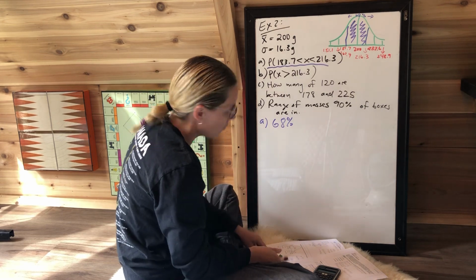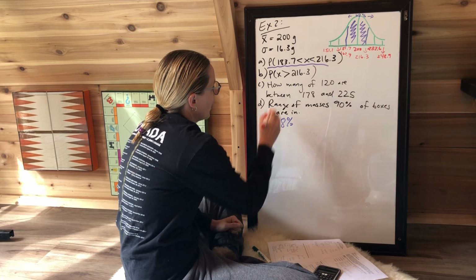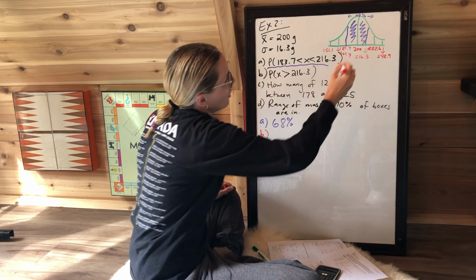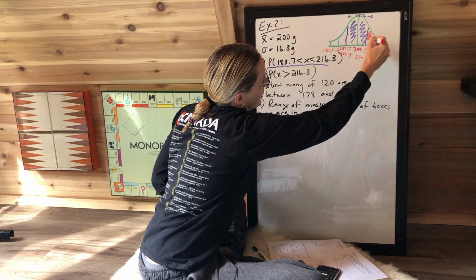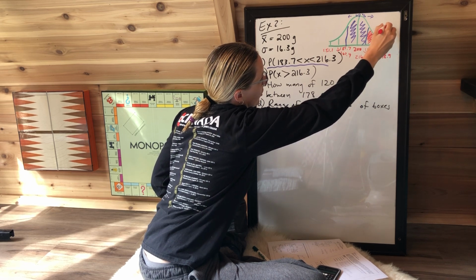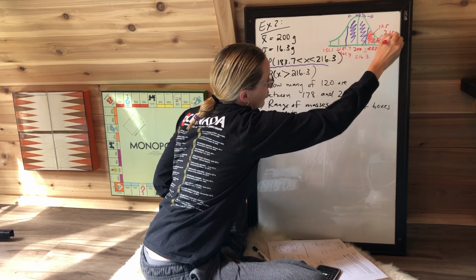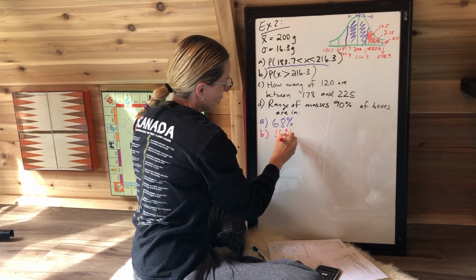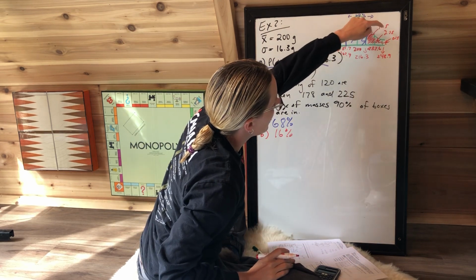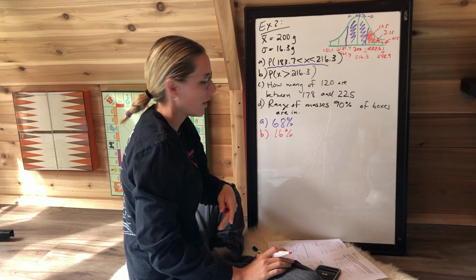B is similar. B wants you to find out how much is greater than 216. Well, greater than 216, we take this spot here and just go greater than. Now, if you remember, this is 13.5, this is 2.35, this is 0.15. You may have to look at your charts. You'll realize that when you add those up, 13.5, 2.35, and 0.15, you'll get exactly 16% greater than that value.